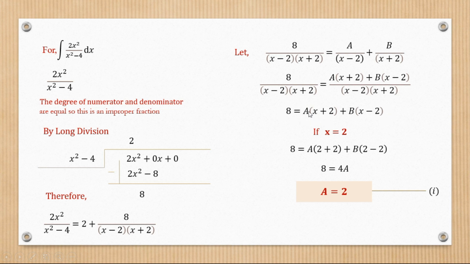Alright, so next we're going to make use of this equation right here again, but now the difference is wherever there was an a, we're going to substitute in a 2. And this is what we end up having. So you can open these brackets, and we'll have 2x plus 4 plus, open these brackets, bx minus 2b. And then we're going to group the terms that actually have an x and the terms that actually don't have an x. So we have (2 plus b)x plus 4 minus 2b.